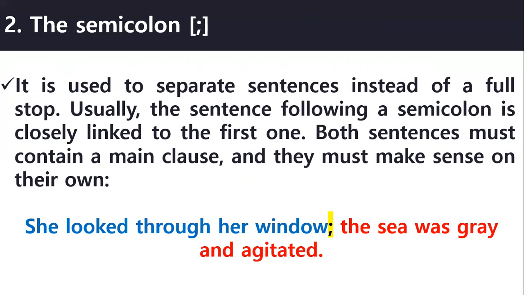We have the example. She looked through her window. The sea was gray and agitated. She looked through her window is the first sentence and it makes complete sense on its own. The second one is the sea was gray and agitated. Again, it is a complete sentence that makes sense on its own. To link these two, we can use a semicolon.